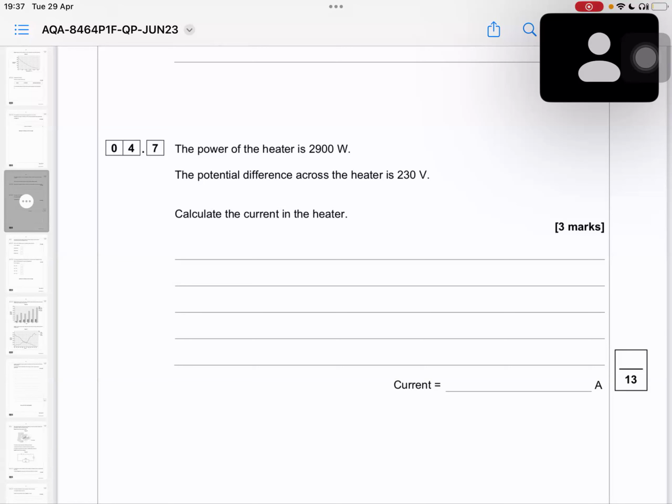Okay, so 2,900 equals I times 230 volts. So you're looking for I. So the relationship is multiplication. So for me to find I, I'll simply divide both sides by 230. So that's 2,900 divided by 230. Okay, so can you use your calculator and crunch that? Let's see what we have.